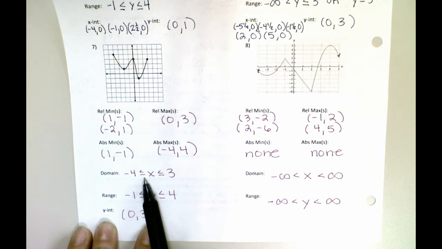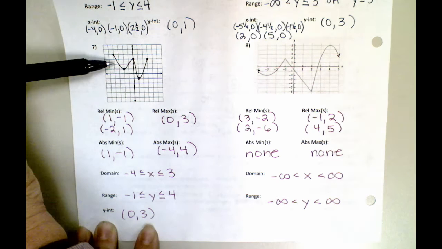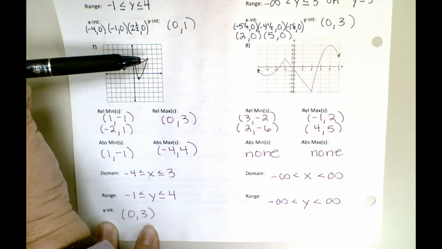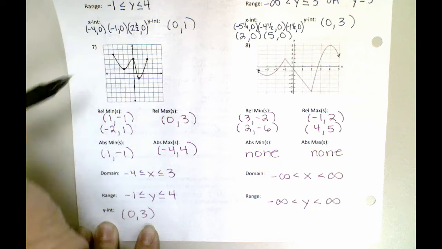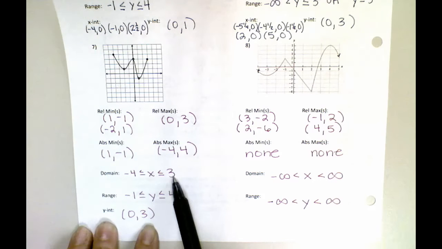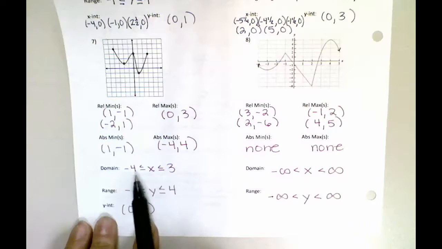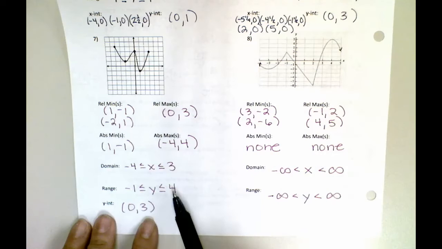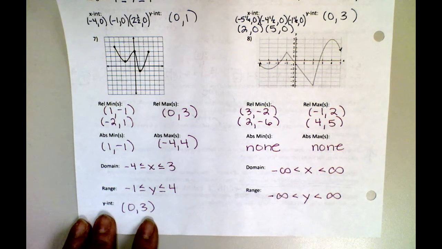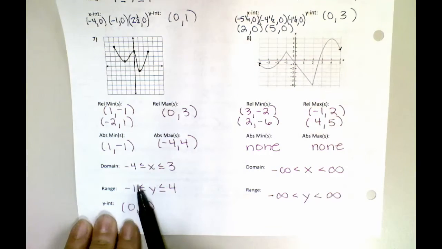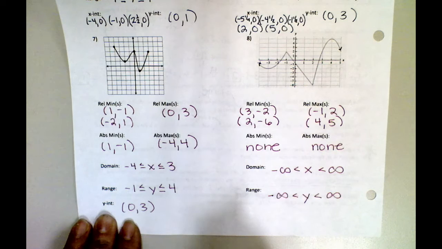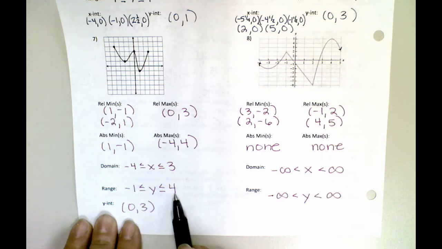It has an equals because that's a closed circle. As I move to the right of the graph, the rightmost point is this one right here. That x coordinate is 3. So my domain is x is between -4 and 3. My range are the y values. So to get the lower bound, I look down. To get the upper bound, I look up.